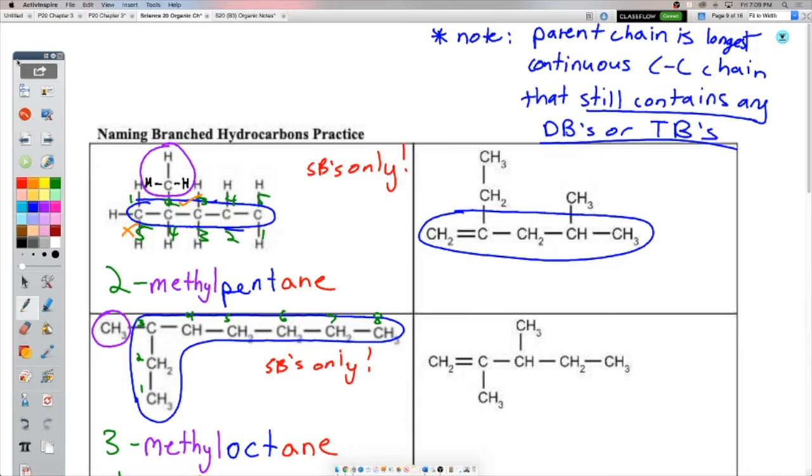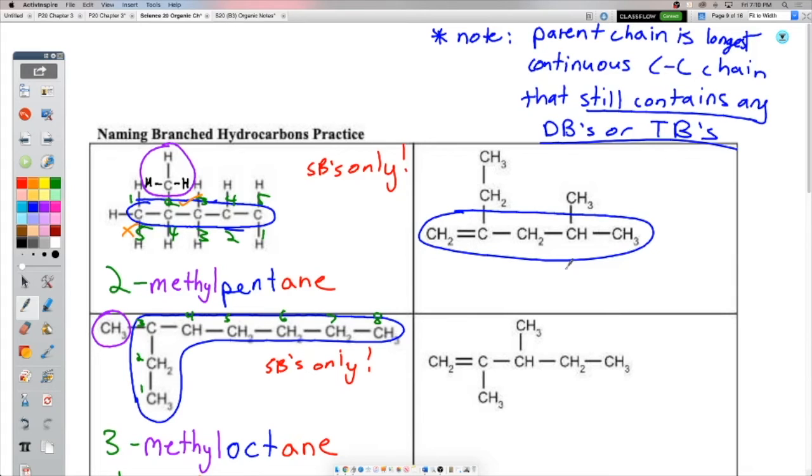Okay, so I've just added that note there that the parent chain is the longest continuous carbon-carbon chain. Usually that's all you'll need to remember, but on a tricky one like this, okay, it still needs to contain any double or triple bonds. So this is actually our parent chain, even though this one is longer because this one wouldn't contain our double bond, okay? That's probably the toughest these would get.